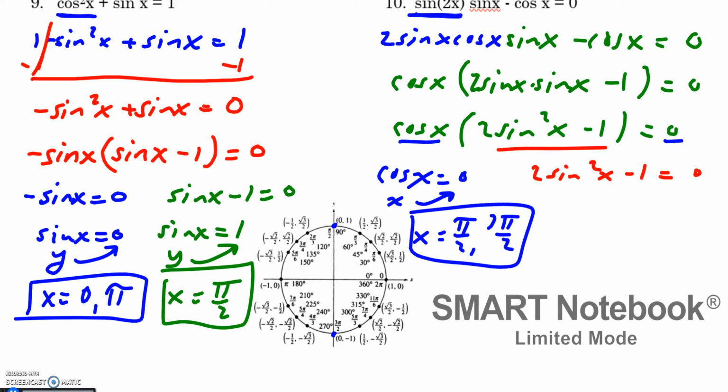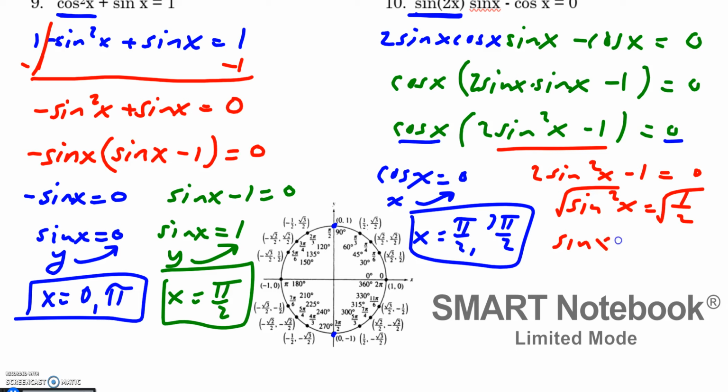If I look at the red piece and I add the 1 over and divide by 2, I would get that sine squared x is equal to 1/2. Now the sine is not alone yet, so I have to take the square root of both sides. The reason we put this problem on the review is to review this topic in red mainly.